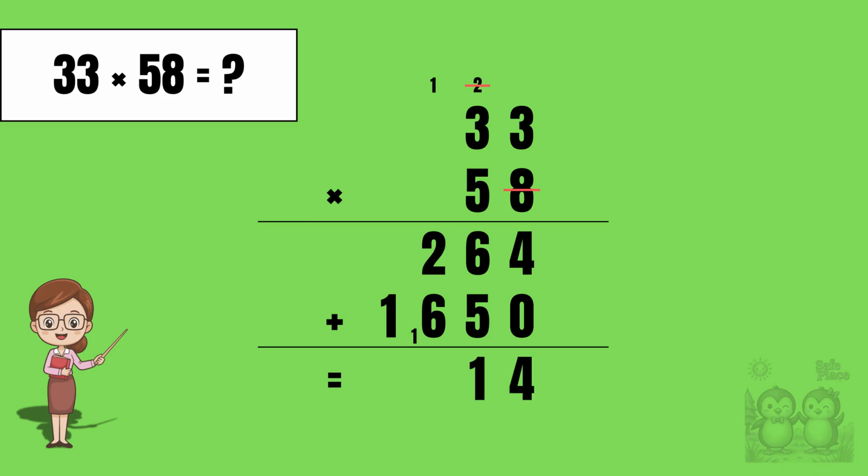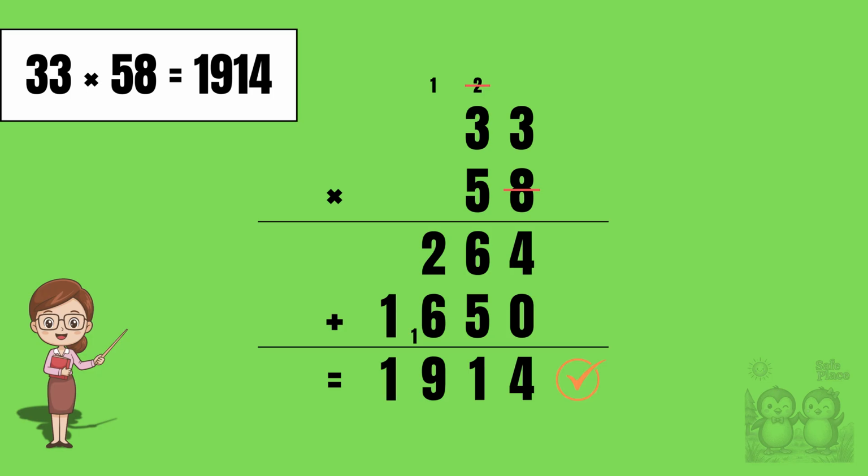Next, we add the 10's. 6 plus 5 equals 11. We write down the 1 and carry the other one to the 100's place. Now, we add the hundreds. 2 plus 6 plus 1 equals 9. Finally, we bring down the thousands. 1. The final result is 33 times 58 equals 1,914. The final answer is 1,914.